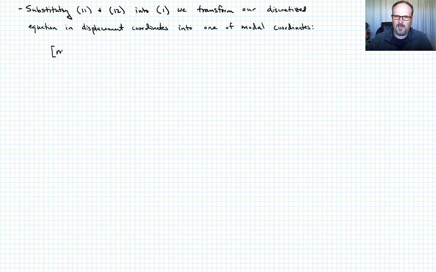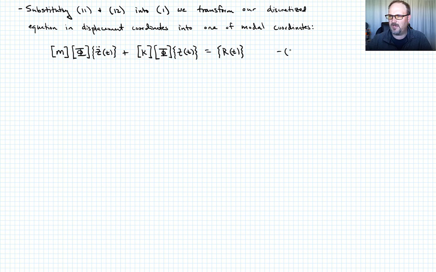That looks like m, and then now that u term, well, we already said u double dot is phi times z double dot, which is a function of t also, right? Plus k times u, and u is phi times z, which is a function of t, right? Equals r of t. Let's call that equation 13.